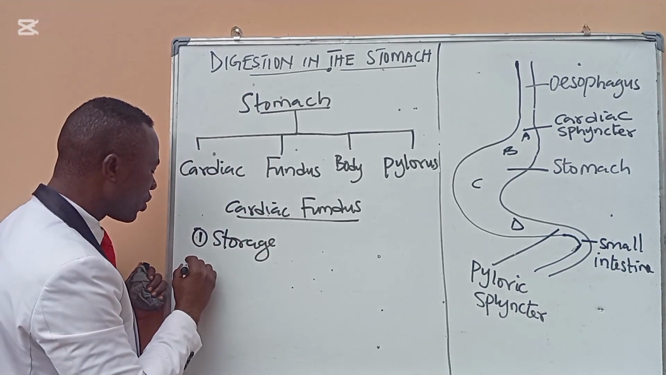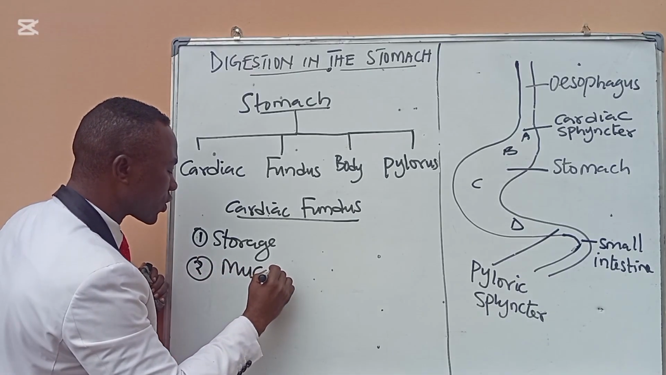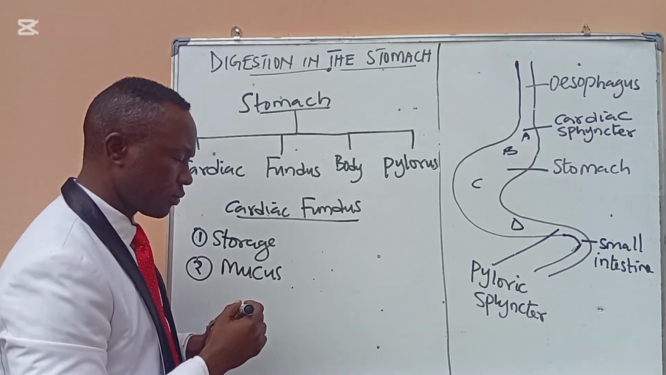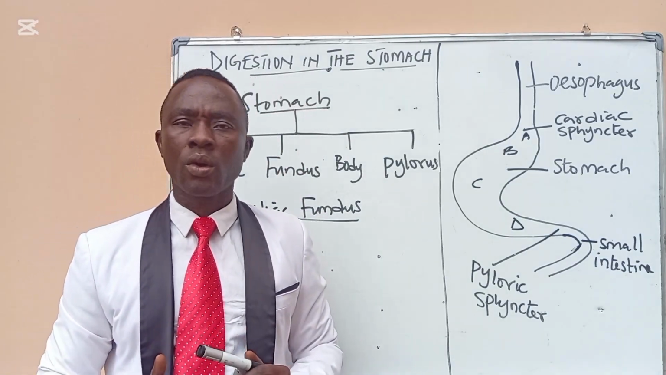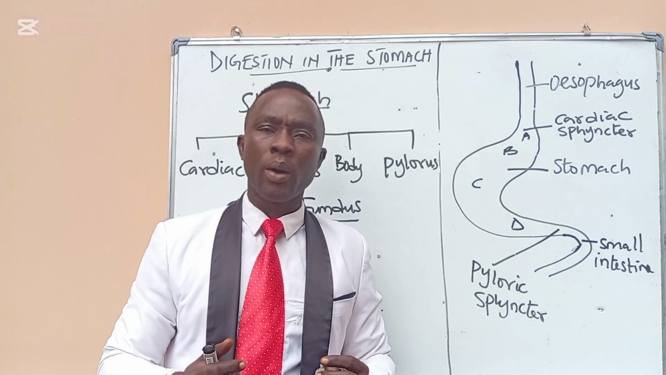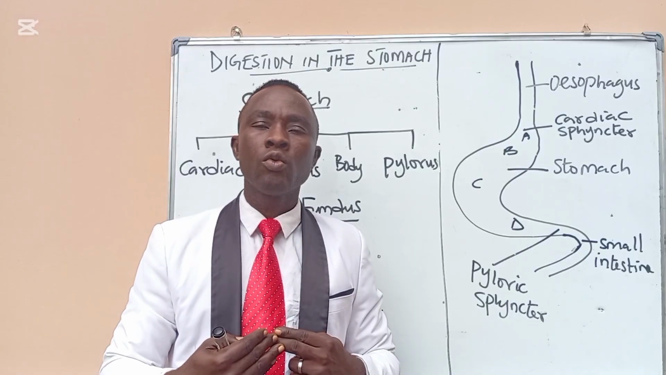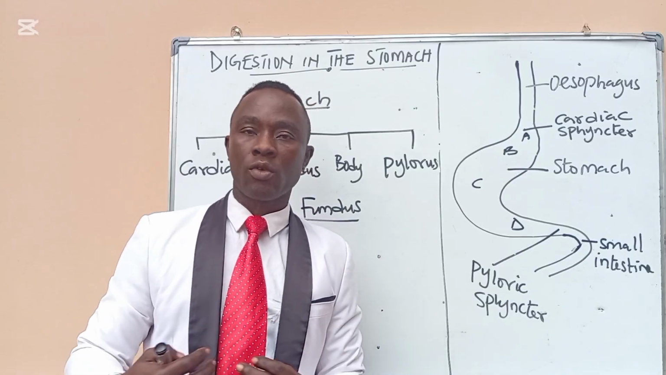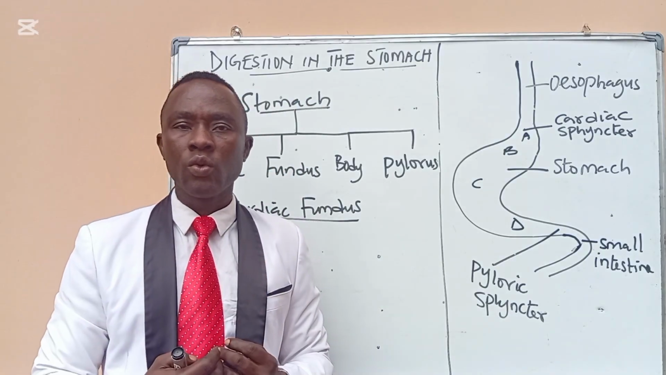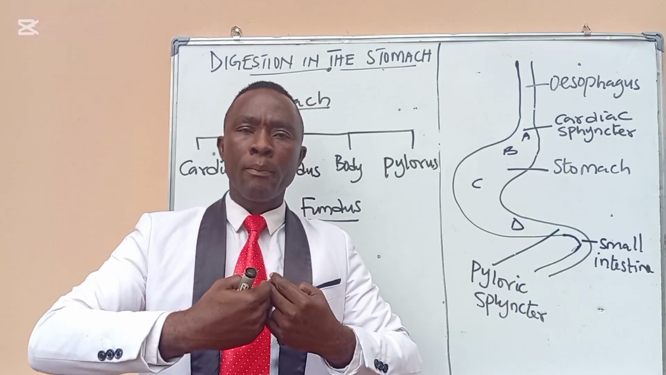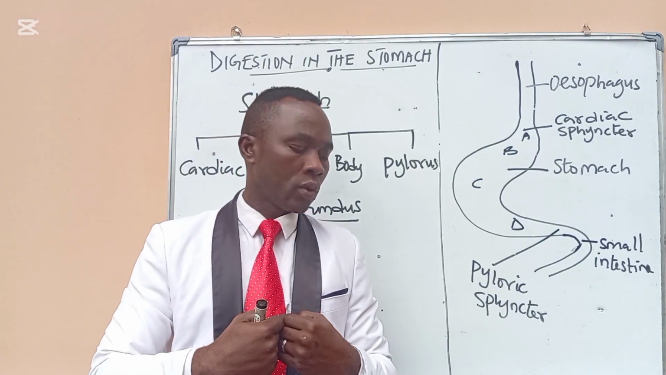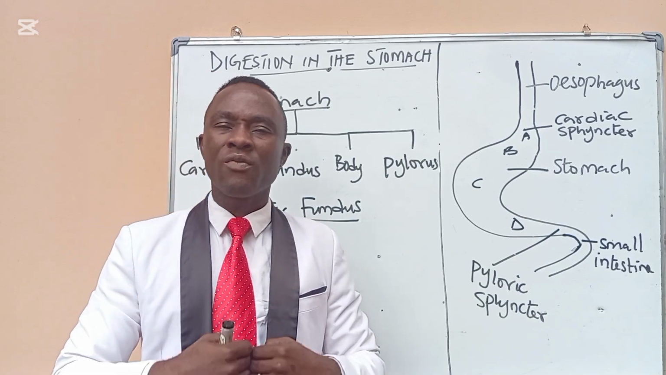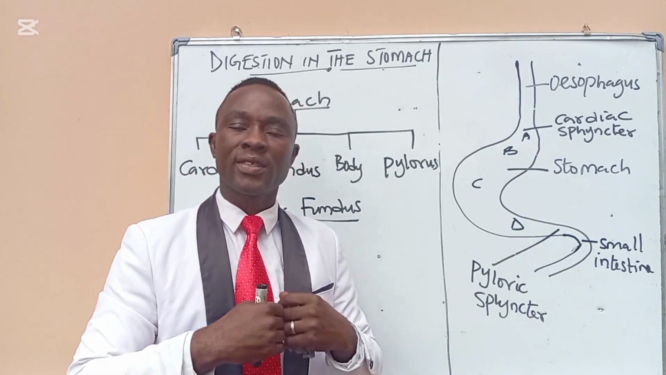Then number two, they produce mucus. What is the function of this mucus? The function of the mucus is, number one, to lubricate food, to allow easy movement to other parts of the stomach. Then number two, the mucus protects the walls of the stomach from acid, because the stomach is acidic.